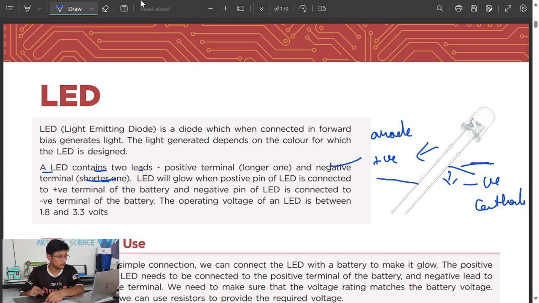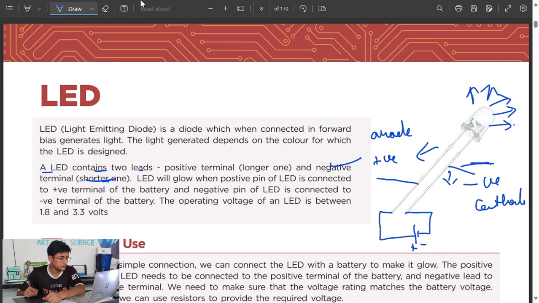Here, the LED will glow when the positive pin of the LED is connected to the positive terminal of the battery and the negative pin of the LED is connected to the negative terminal of the battery. The symbol of a battery is like this. This is the positive terminal and this is the negative terminal. We have to connect positive with positive and negative with negative. When we connect this circuit like this, it will start glowing. So this is the whole process.